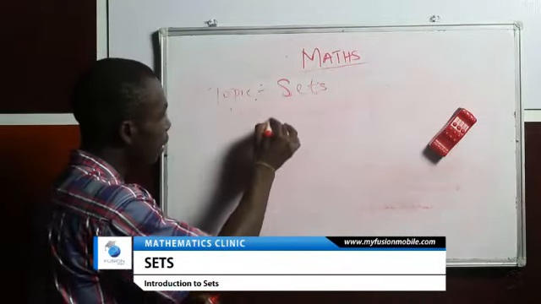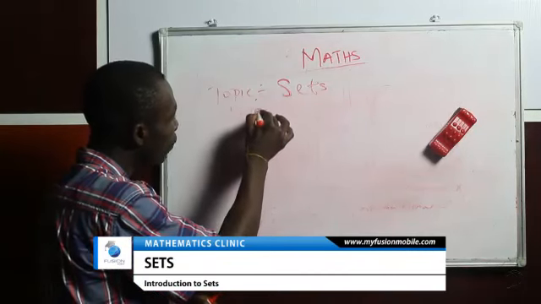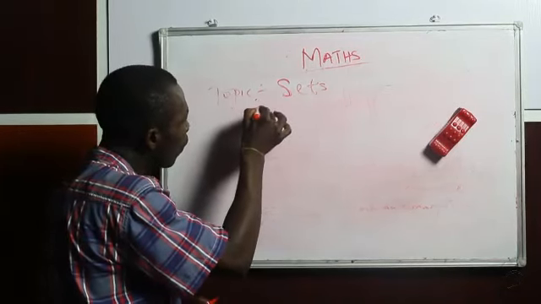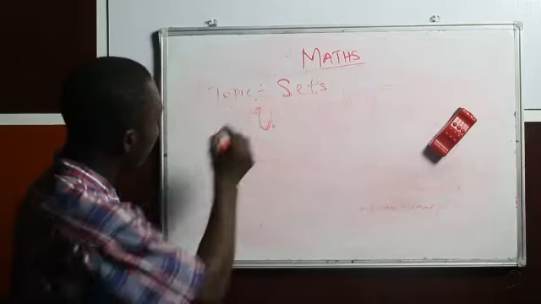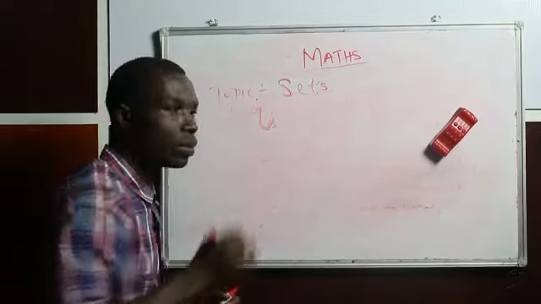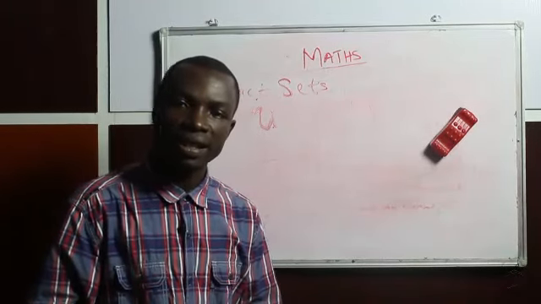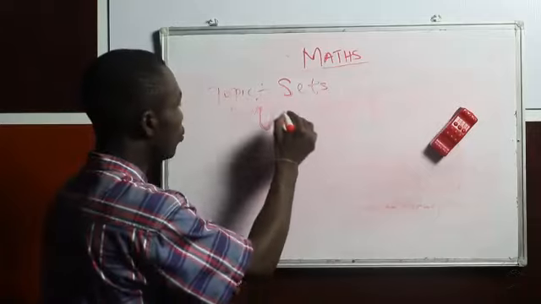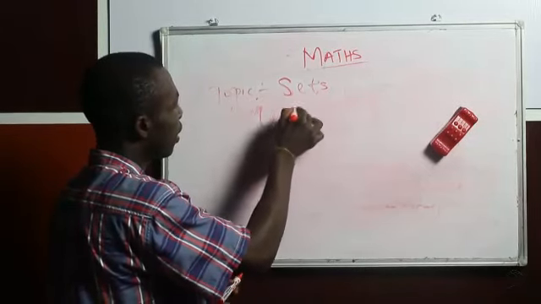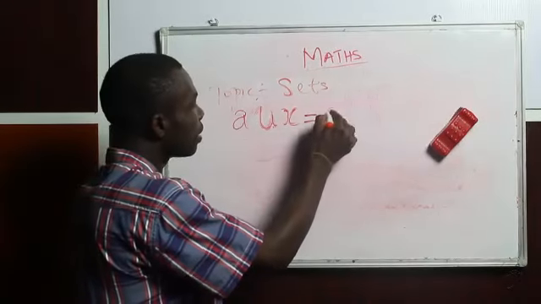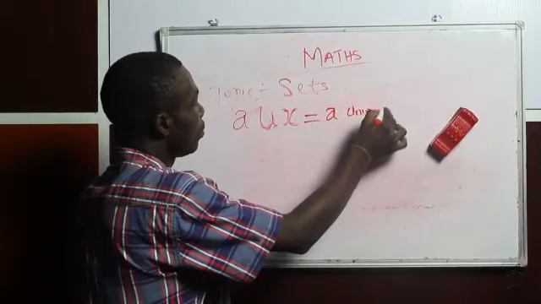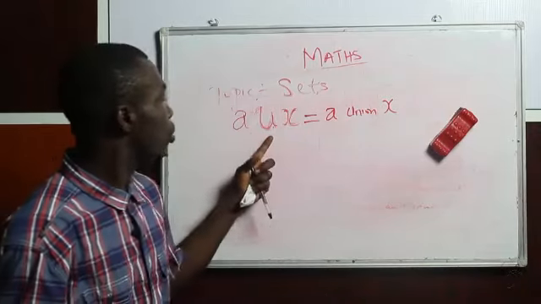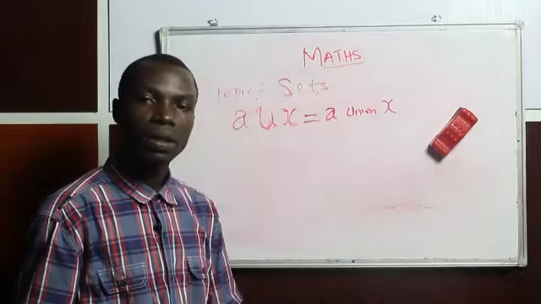Other symbols like this, where you have this symbol, A union X. It means A union X. So this symbol shows union in terms of set.